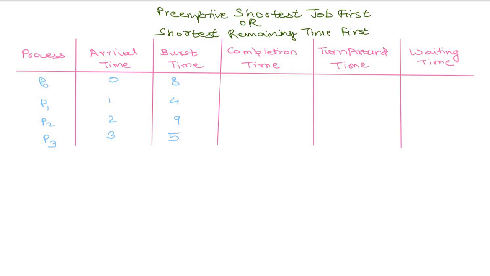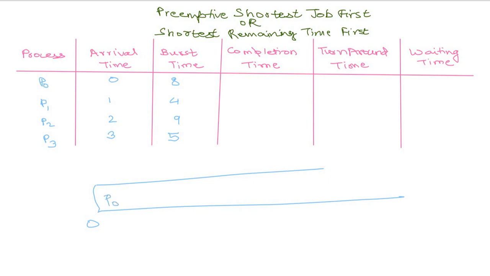So in this video we will be studying the preemptive shortest job first algorithm, or we also call it shortest remaining time first. So here we have been given four processes, their arrival time and burst time. So let's start with time t equal to 0. At 0 units we have only one process with us, that is P0, so we allocate it to P0.